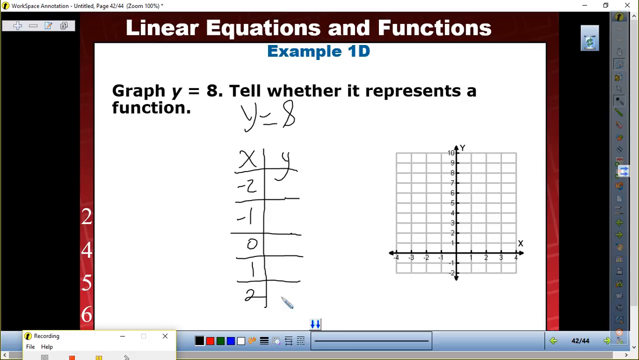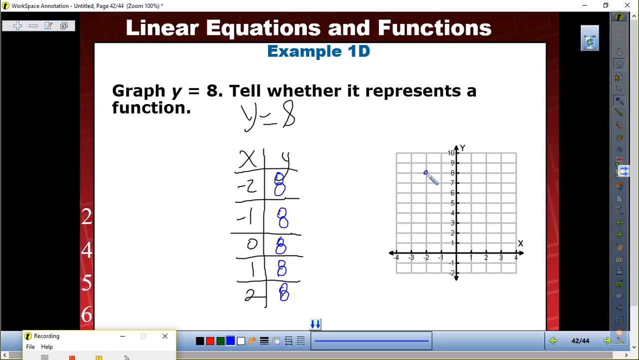So let's see. Look at our equation. When x is -2, what is y, everyone? 8. Very good. When x is -1, what is y? 8. When x is 0, what is y? 8. When x is all the numbers, what is y? 8. All right, let's plot those points.